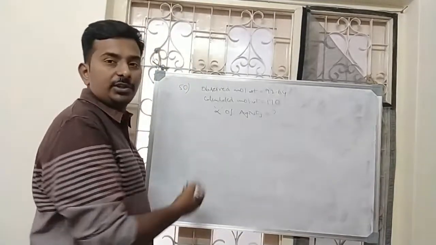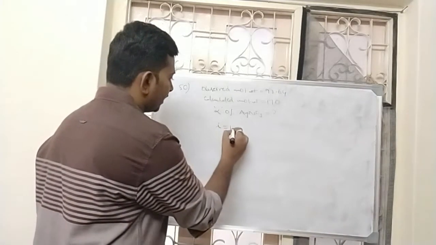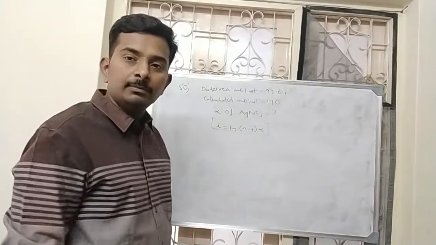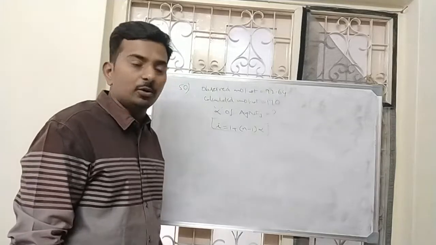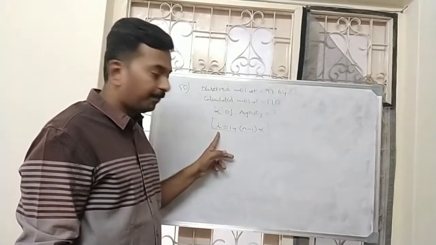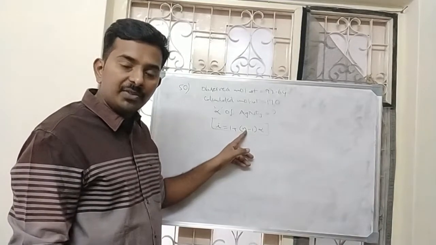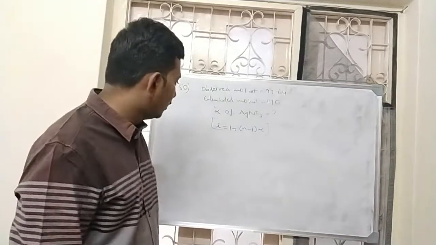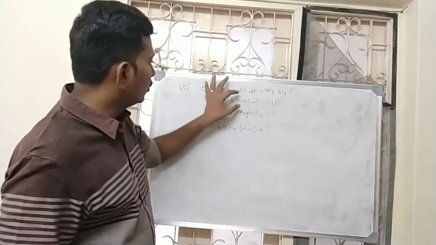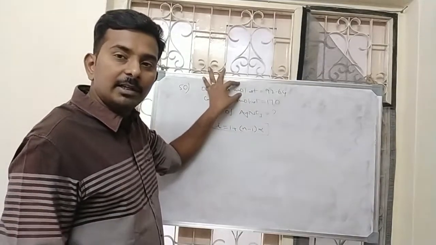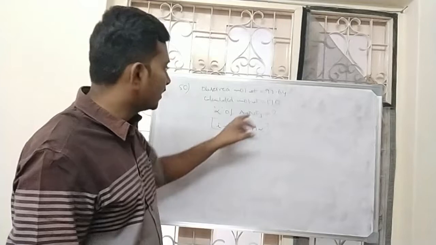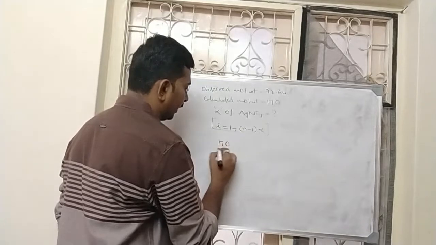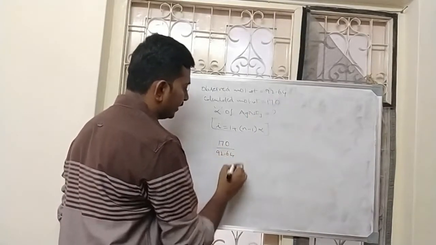So we know that for dissociation, i is equal to 1 plus (n minus 1) into alpha. Here i is the Van't Hoff factor, n is the number of ions formed assuming 100% dissociation, and alpha is the degree of dissociation. So what is the value of i? Once you know the calculated molecular weight and observed molecular weight, you can calculate the value of i, that is calculated molecular weight by observed molecular weight. So the calculated molecular weight is 170, the observed molecular weight is 92.64.